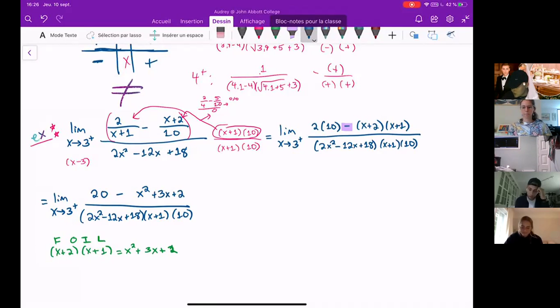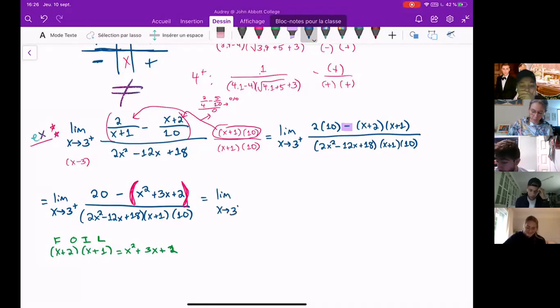What's my other mistake? You have to distribute the minus. Ta-da! I'm going to call it the parenthesis problem. I need parentheses around this thing. I'm subtracting the whole thing. Without those parentheses, that's wrong. So I have limit as x approaches 3 from the right. That minus sign is getting distributed to the inside. So I have minus x squared minus 3x. 20 minus 2 is plus 18.